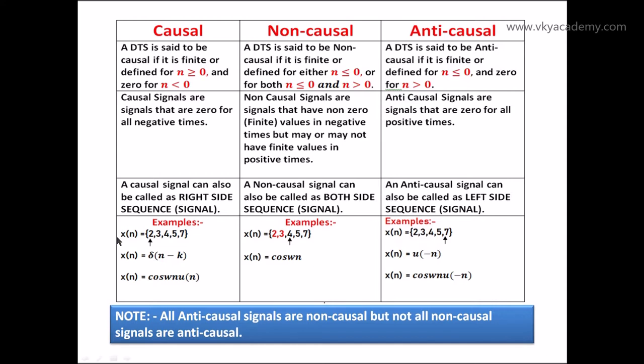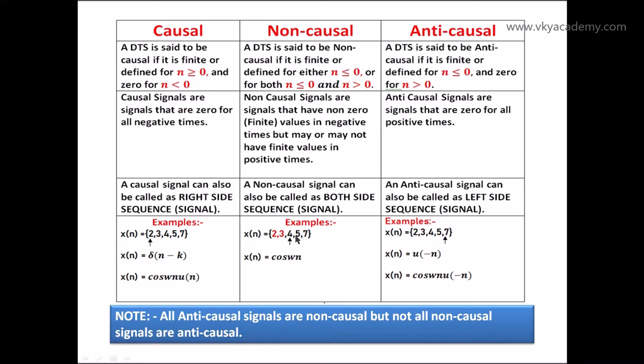So we have a few examples here. Under the causal, look here. The first example is x of n equal to 2, 3, 4, 5, 7, and the arrow mark is under the first sample. That means I can say this is a right side sequence because all the samples are present on the right side of the origin. We do not have any sample on the left side of the origin, or for the negative time axis. So this particular signal is a causal signal.